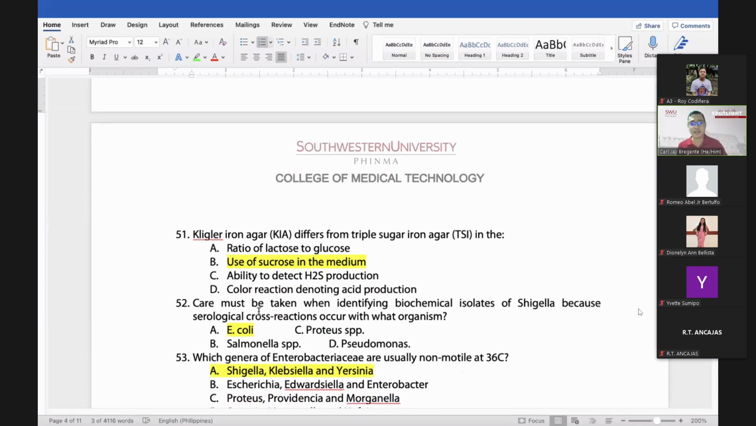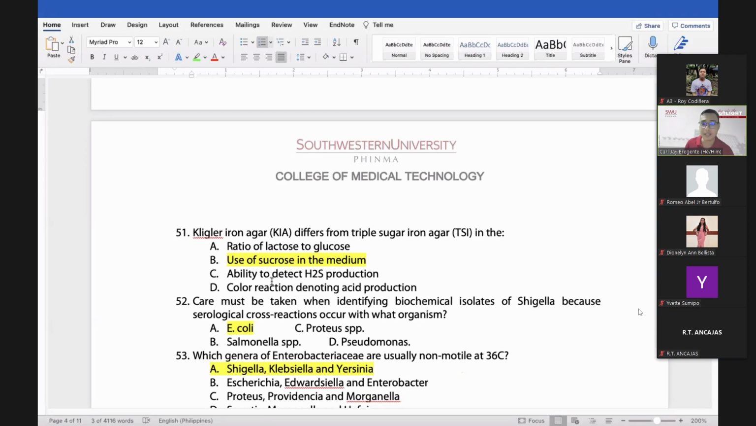51, Kligler iron agar differs from triple sugar iron agar in the use of sucrose, because your Kligler iron agar only contains 2 types of sugar, lactose and glucose. It has no sucrose. But it has the same results as your TSI.